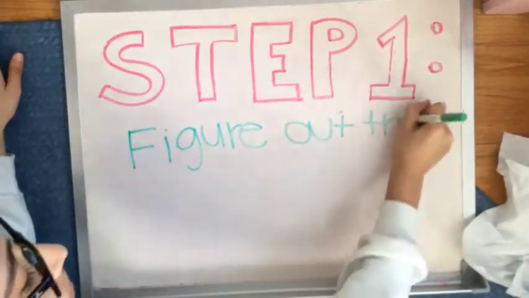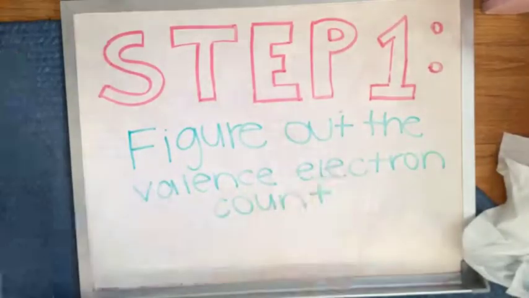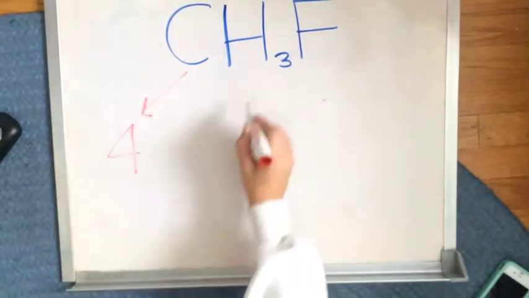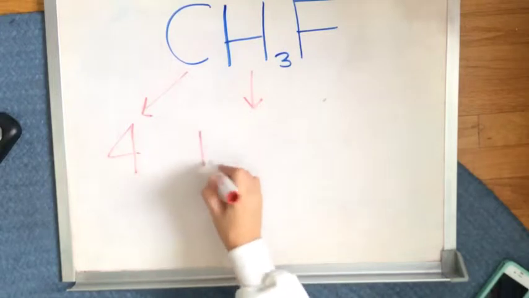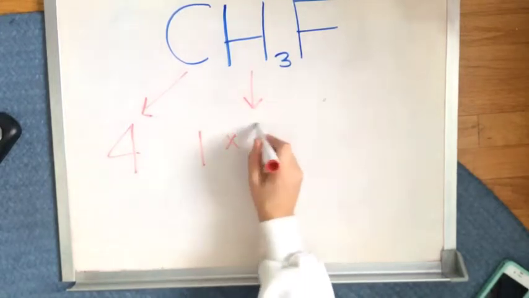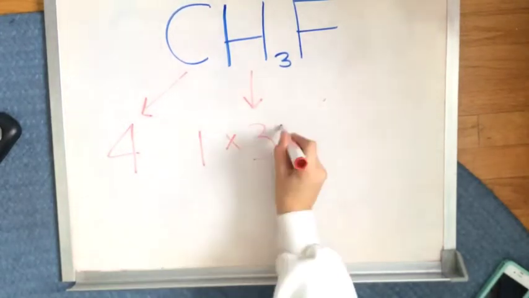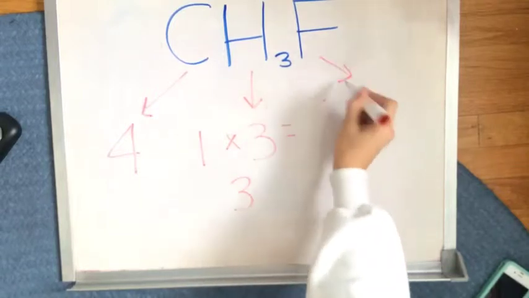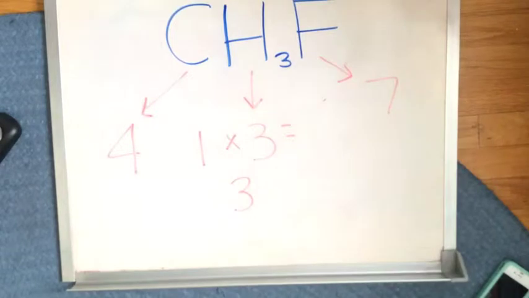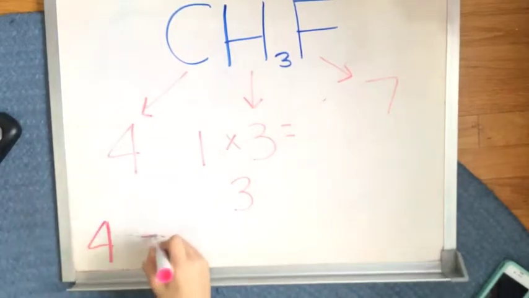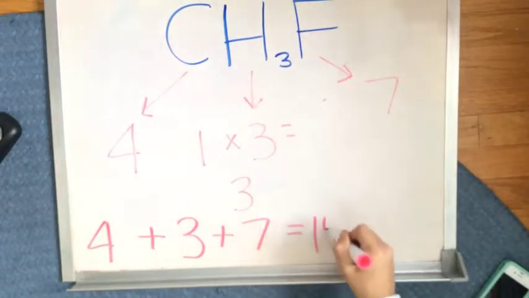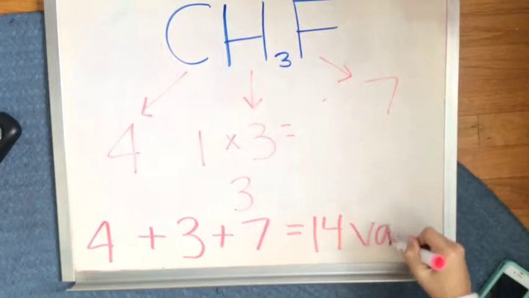Step 1. Figure out the valence electron count. So we will first begin looking at our molecule. Carbon has 4 valence electrons, hydrogen has 1, but because there are 3 hydrogens, you would multiply the 1 by 3, which equals 3. Fluorine then has 7 valence electrons. You can figure this out by looking at the periodic table. Then you add them all up together to equal 14, which is the total amount of valence electrons.